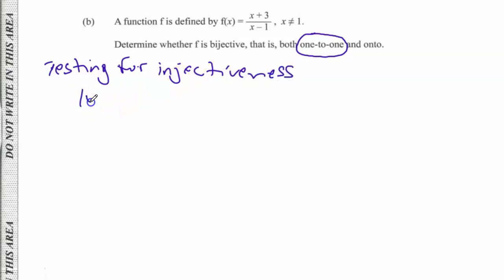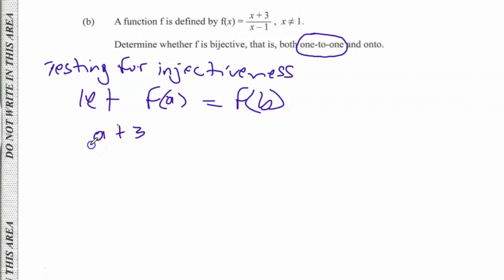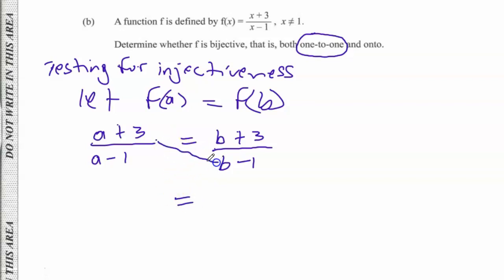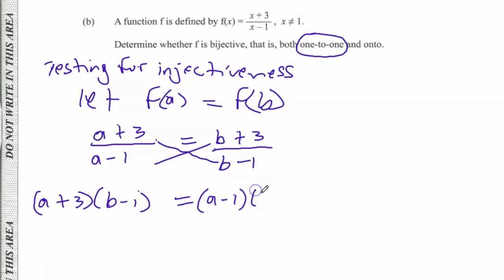For it to be injective, we let f of a equal f of b. If the function is injective, a should be equal to b. If a is not equal to b, then it's not injective. Let's see if a is equal to b. So f of a means I replace all the x variables with a. So x plus 3 becomes a plus 3 over a minus 1. And f of b, replacing x with b this time, is b plus 3 over b minus 1. Let's cross multiply and see what happens. We end up with a plus 3 times b minus 1, and a minus 1 times b plus 3.